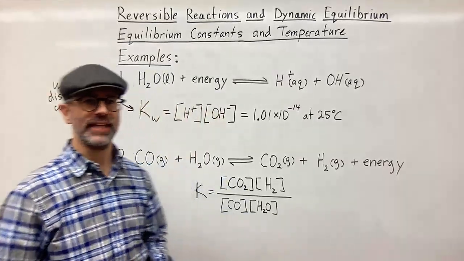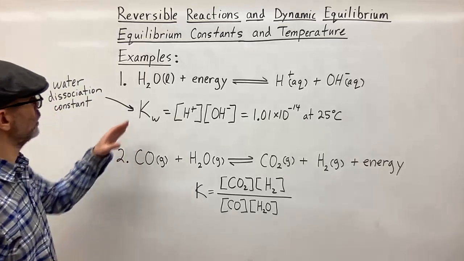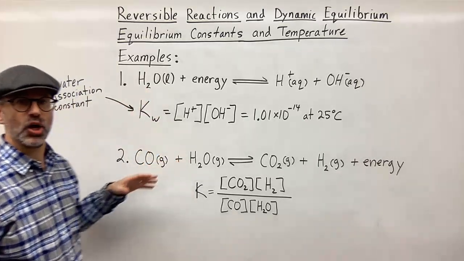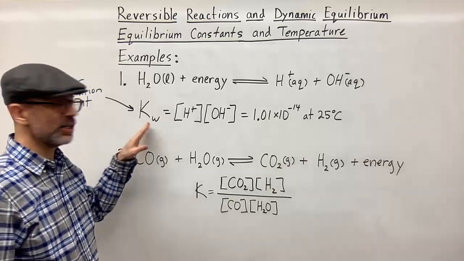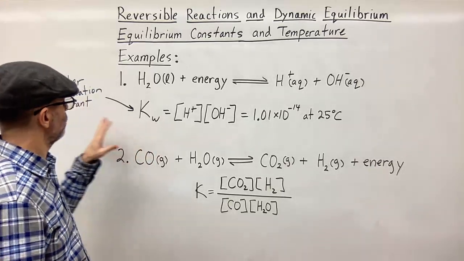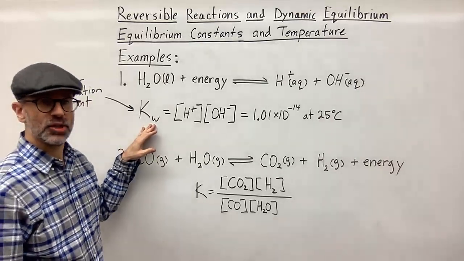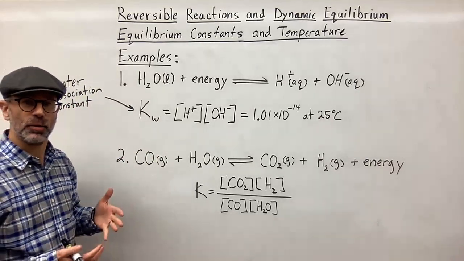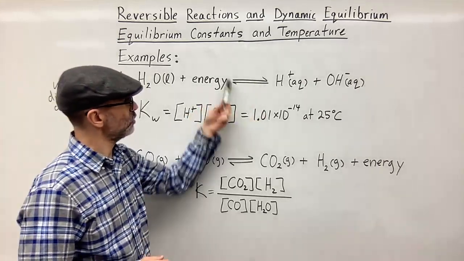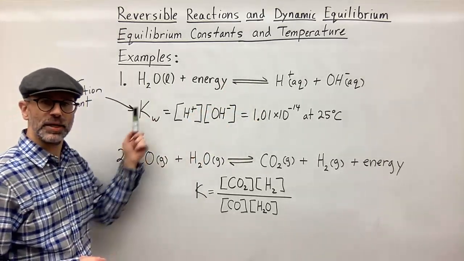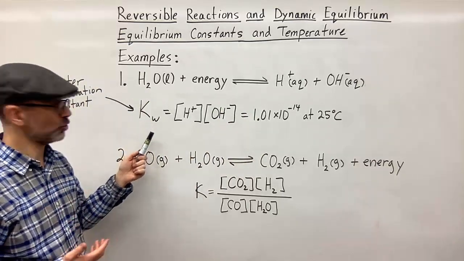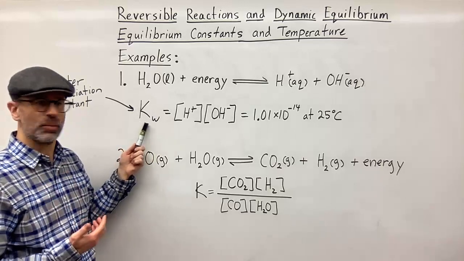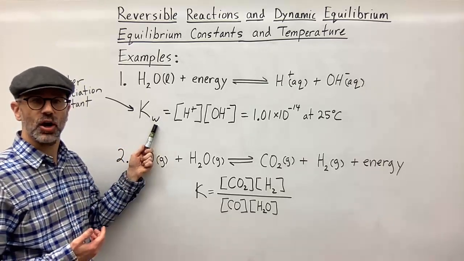Okay, here's a couple of examples. So the first one I want to deal with is called the dissociation of water. And so this has a special equilibrium constant called Kw. So this is called the water dissociation constant. It is an equilibrium constant because this is an equilibrium, but because this is a special one, we give it a special name with a W. So it's K with a W. So it's an equilibrium constant for water.